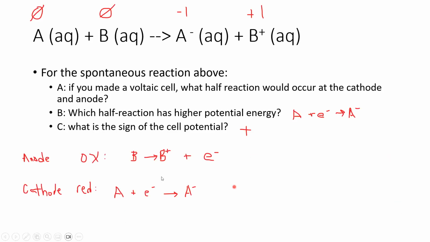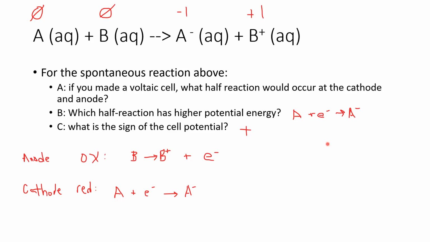And with this, we'll see at the bottom here, these are going to be the two half reactions and the electrode that they're going to be occurring at. So with B, since it's going from 0 to +1, it's losing that electron. It's getting oxidized. That's going to be the anode, which means that at the cathode we're going to have reduction, where A is then going to gain that electron and form a -1 charge. And then with this, we're going to see that the higher potential energy is going to be the one that gets reduced.